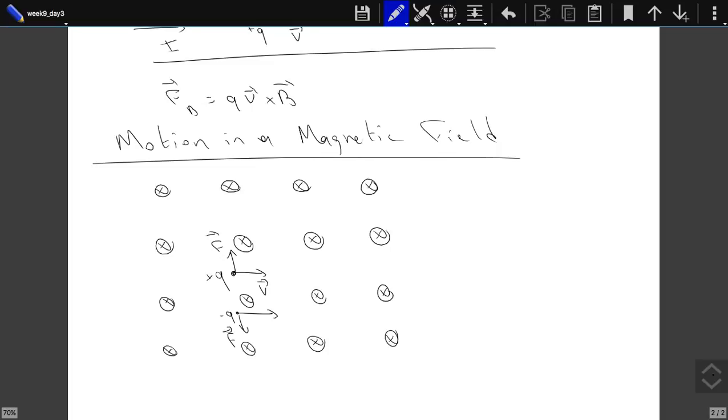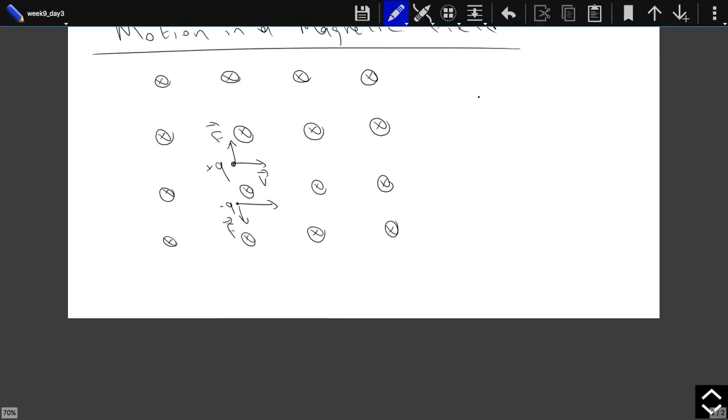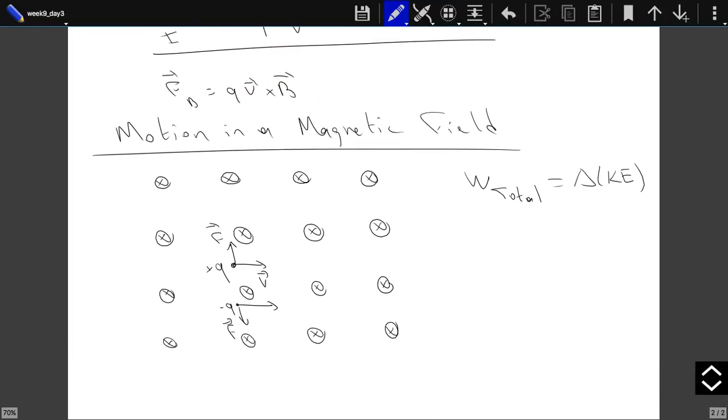Okay, now do you remember the work-kinetic energy theorem? The total work done on an object is always equal to the change in the kinetic energy of the object. This is always true. If you know all the forces acting on an object, you can calculate the total work done on it, and this total work done by all the forces acting on it is equal to the change in the kinetic energy. Now, in this problem, at this instant, the only force acting on my charge is the magnetic force.